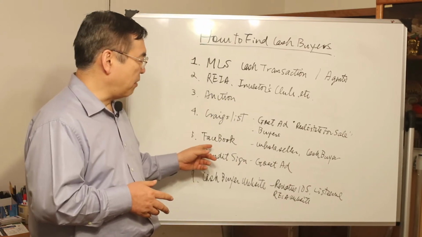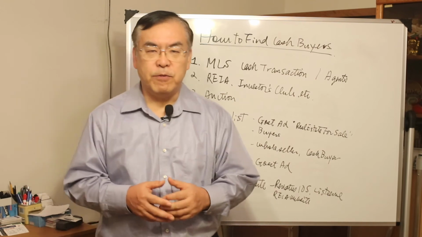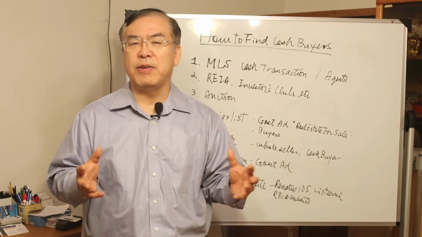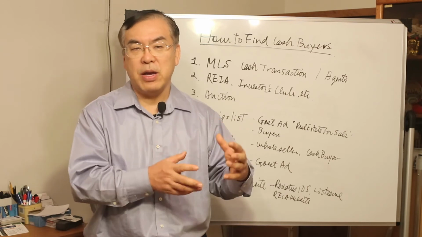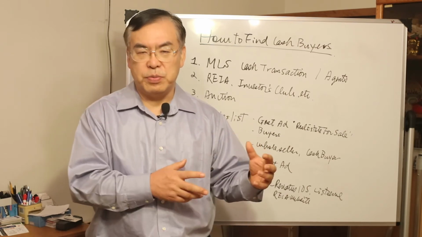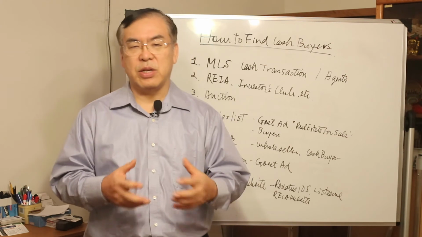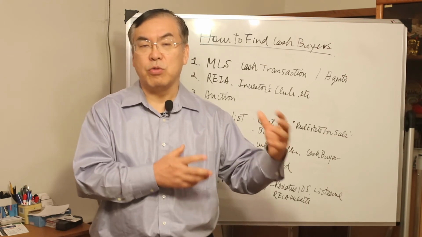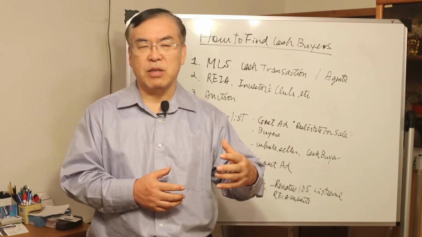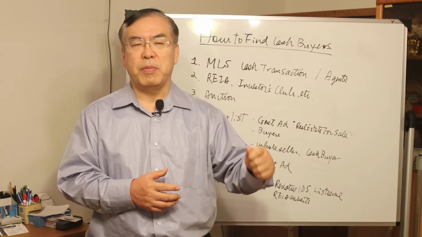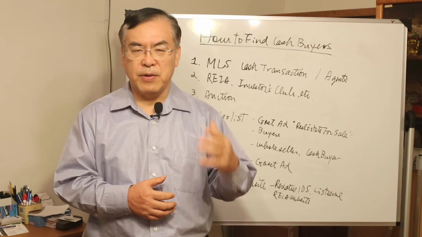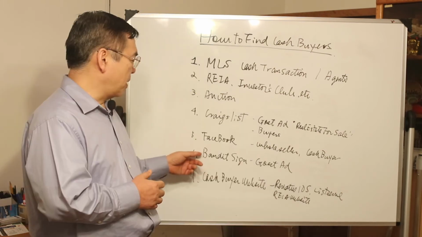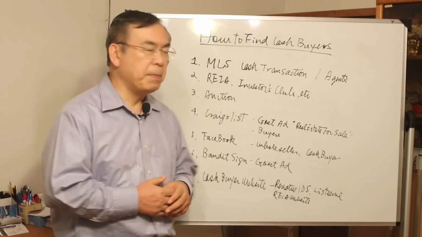Then number 5, Facebook. If you go on Facebook, there are many different types of real estate groups. Then you can find cash buyers groups and wholesalers groups. There are serious cash buyers in the cash buyers groups too. Therefore, you're going to be part of these groups. You're going to put your property in those groups on Facebook. Then you can find the cash buyer for your property. Number 6, bandit sign.